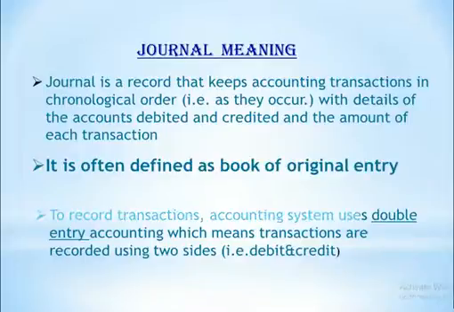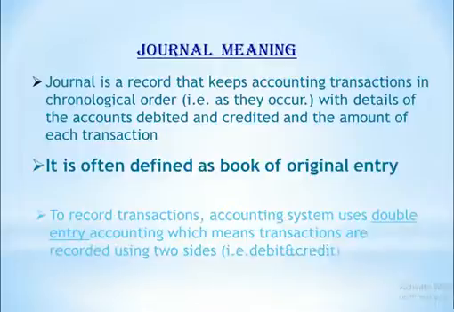To record a transaction, the accounting system uses double entry accounting, which means transactions are recorded using two sides, that means debit and credit. Golden rules of debit and credit. These are the basic rules to be followed.